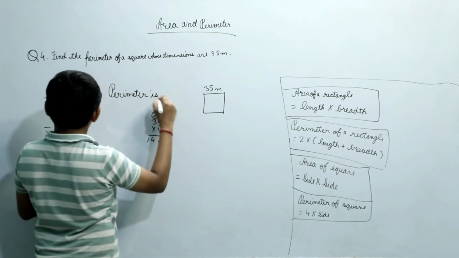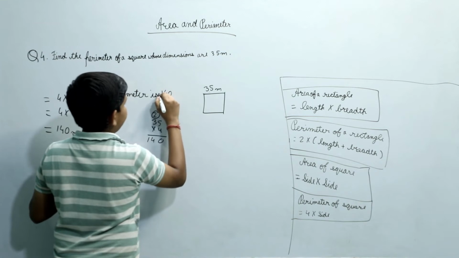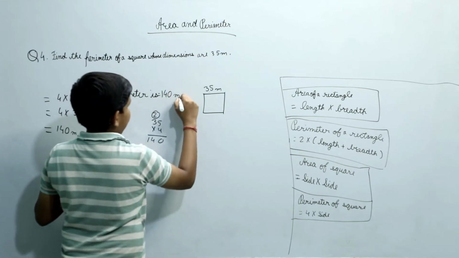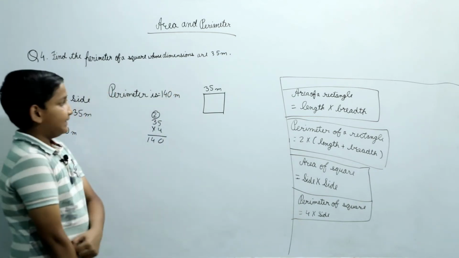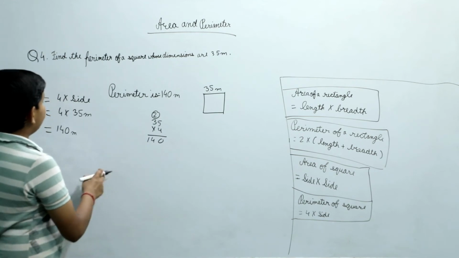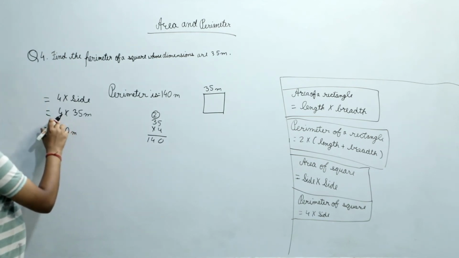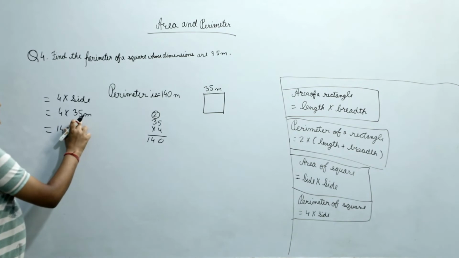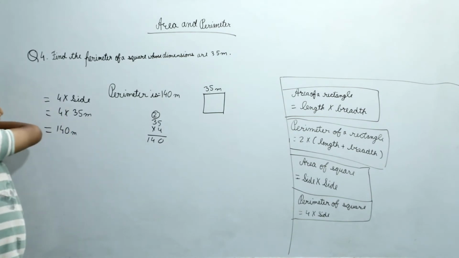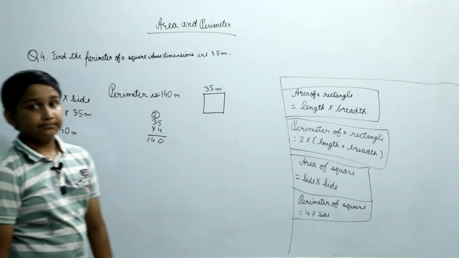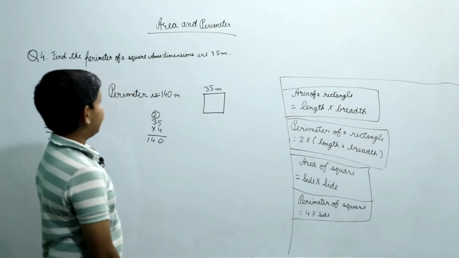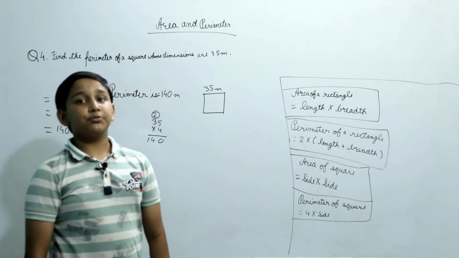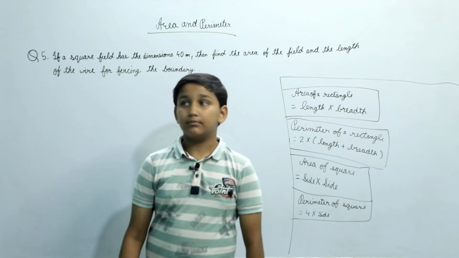So, our perimeter is 140 meters. We will not write it as meter square because there is not another meter in our question. It is 4 into the side, not 4 meters into the side. So, our answer is 140 meters. So, let's move on to our next question.